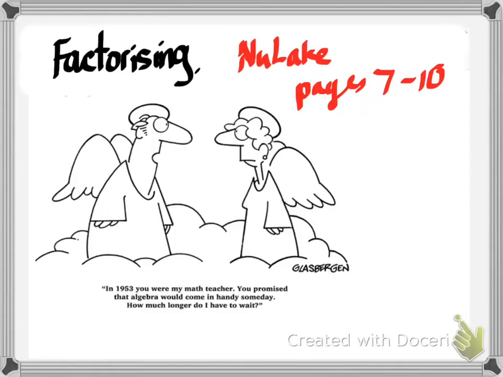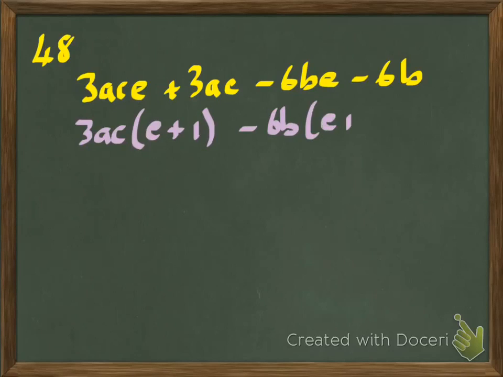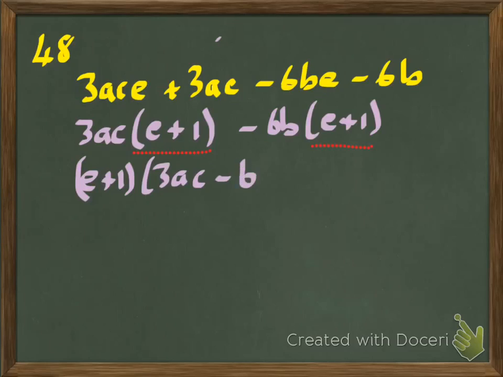Here's some more factorising from New Lake, pages 7 to 10. I did this one on the last tutorial. We were doing it in two parts. So we take the first bit, 3ac, and factorise, we get e plus 1. We do the second part, negative 6b, and we get e plus 1. Then when we take the factor of e plus 1 and put that outside the brackets, we get e plus 1, and inside we have 3ac minus 6b.